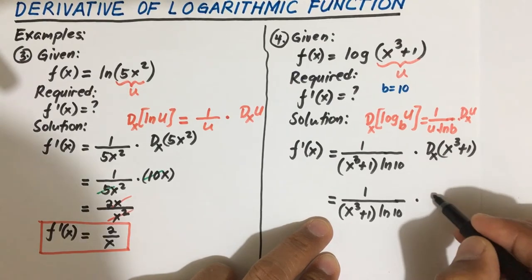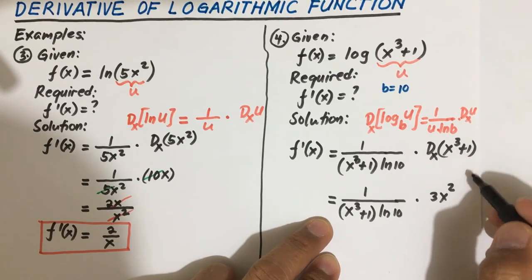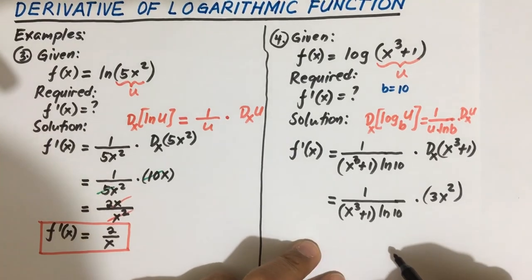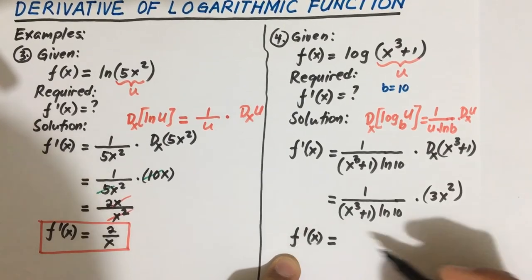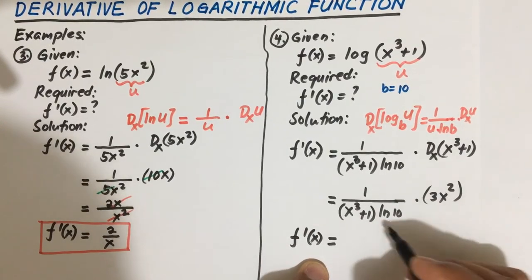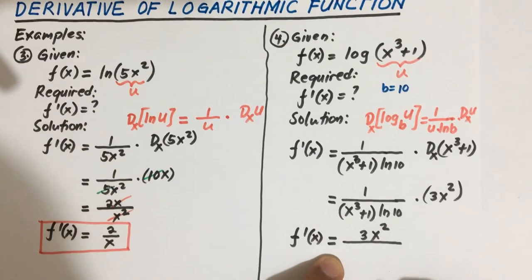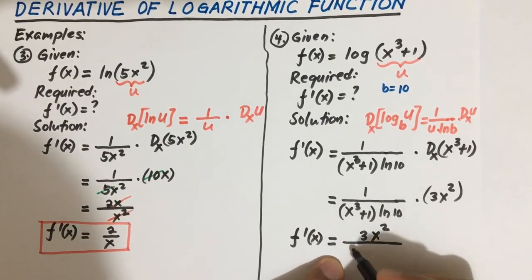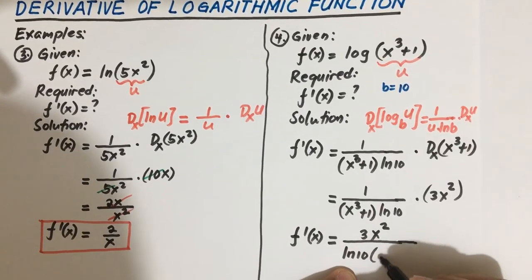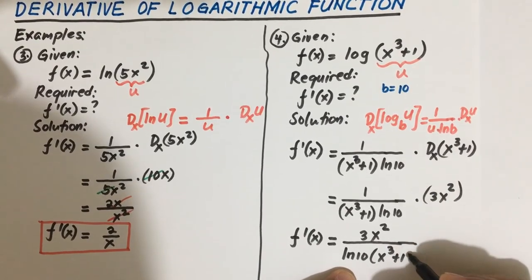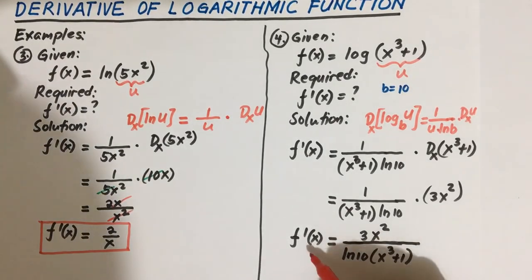So derivative of the first term, that is 3x squared. Derivative of the second term, which is 1. So derivative of 1, 1 is a constant, so that is equal to 0. Okay? So f prime of x equal to, so numerator 1 multiplied by this. So we have 3x squared. And you can rearrange the denominator. You have ln 10 multiplied by x cube plus 1. Okay, so this is our answer.